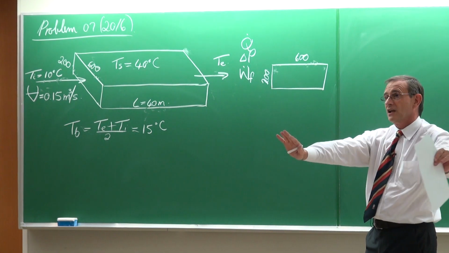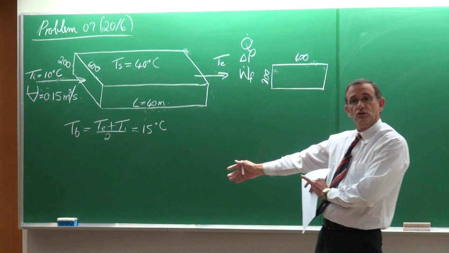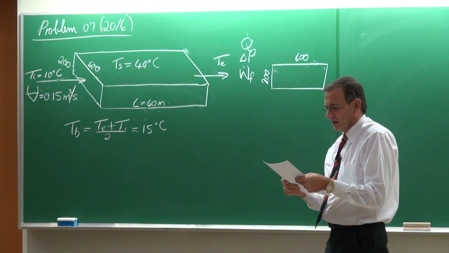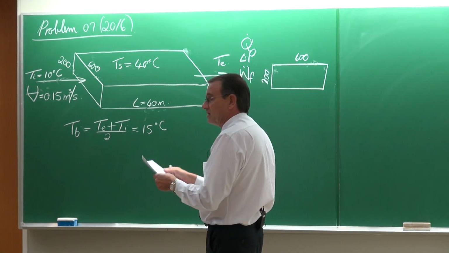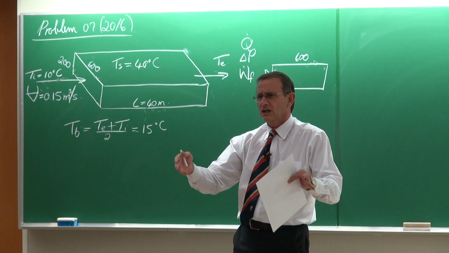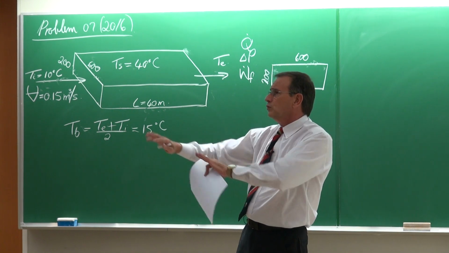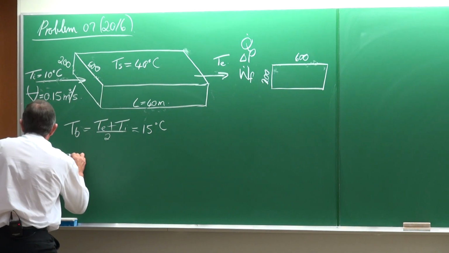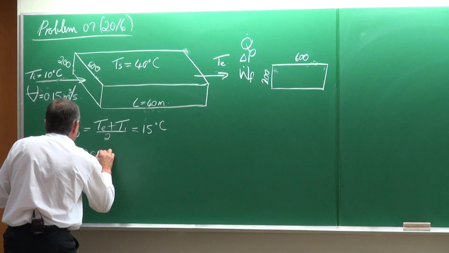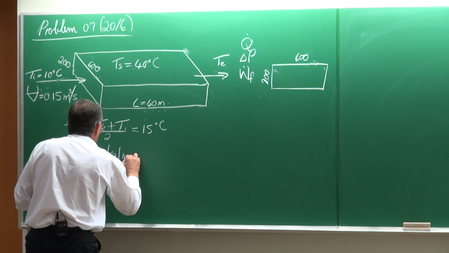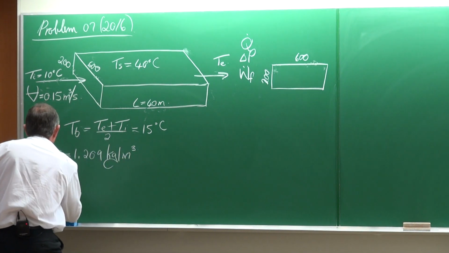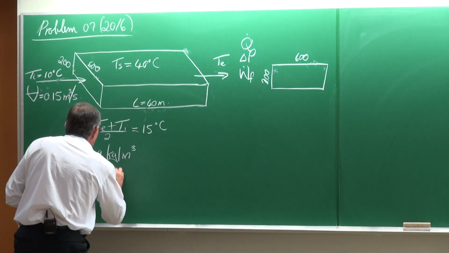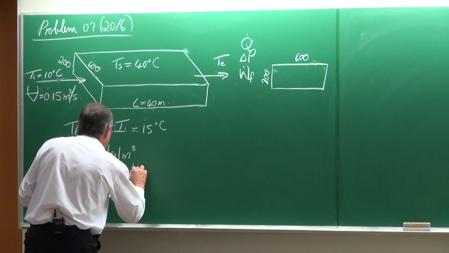You can choose whatever you want, and at the end of the problem I'm going to show you the sensitivity of your selection on the problem. Okay. So at that temperature, in table A15 in your textbook, you can get the properties of air, or you can get it anywhere else you want. And the properties of air would be the following: 1.209 kilograms per cubic meter for the density at 15 degrees Celsius. The CP value is 1004 joules per kilogram Kelvin.